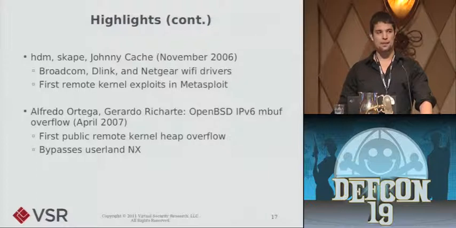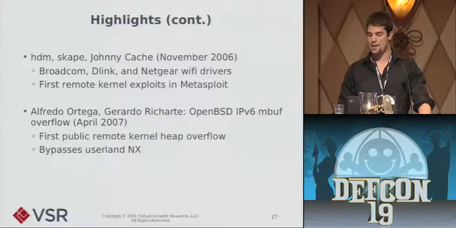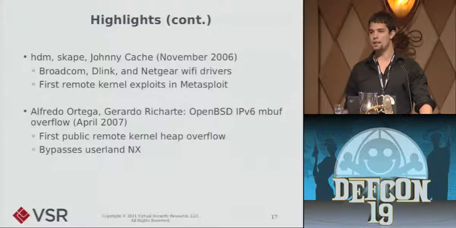2007, there was an OpenBSD IPv6 vulnerability, which was really awesome. That was the first public remote kernel heap overflow that I'm aware of. They did some nice work on that. And they also bypassed userland NX protection, as in non-executable stack, heap, etc.